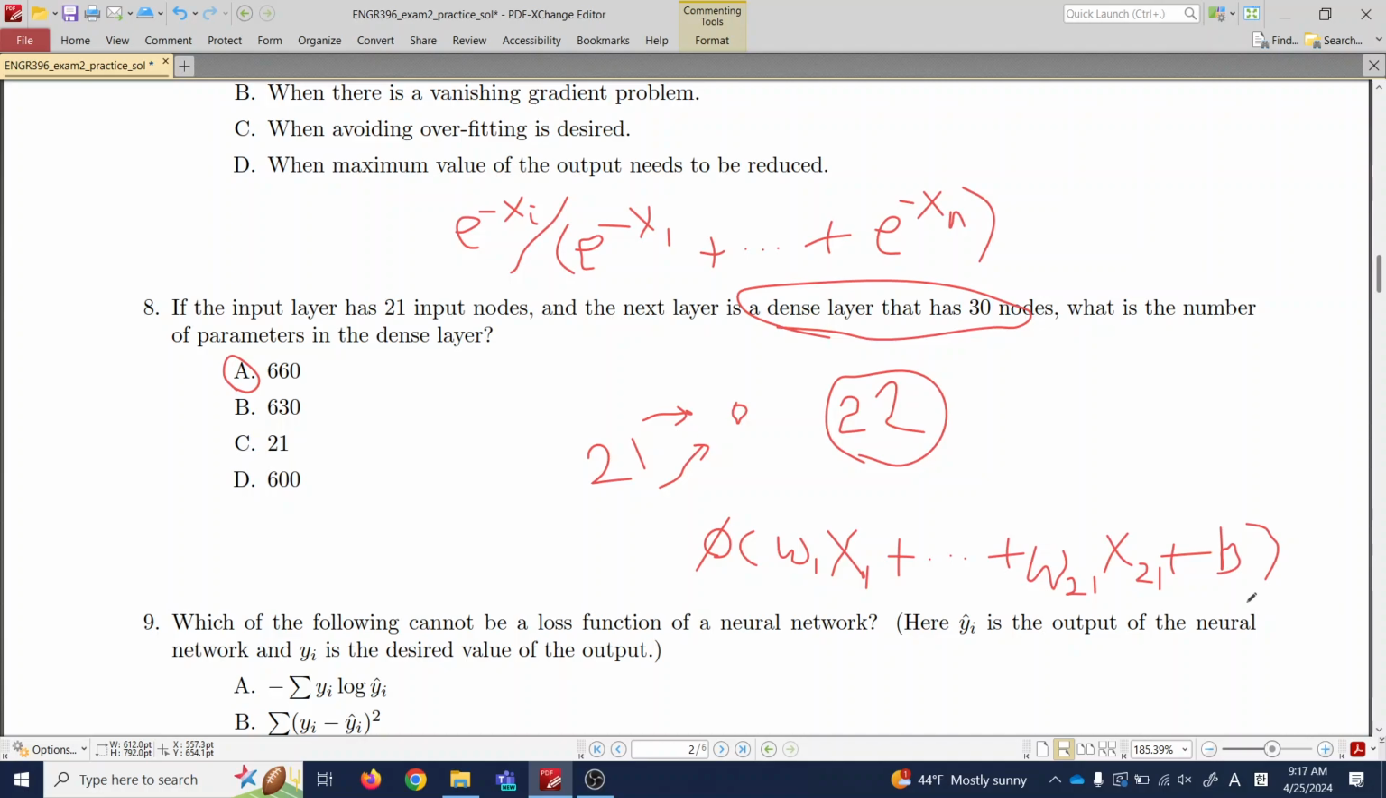It calculates weight times the input, adds them up, plus the bias, and you apply the activation function. Very simple. That happens in every node of the dense layer, and therefore, in our case, there will be 22 parameters to control, right? W1 through W21, and B, that's 22. But that happens for every node in the dense layer, which is 30. So what's 30 times 22? 660. Okay.